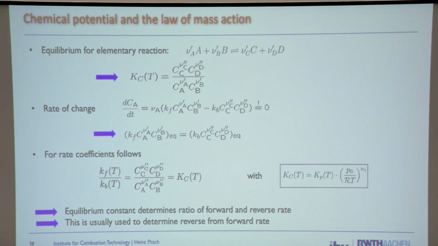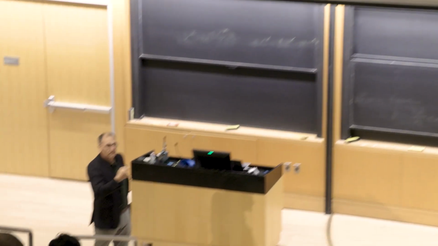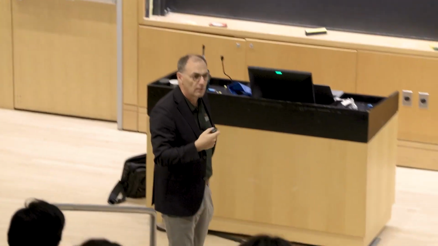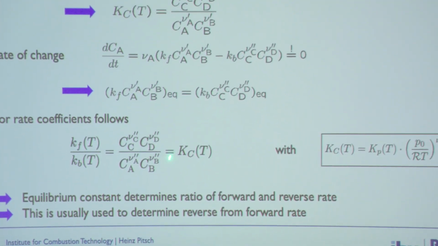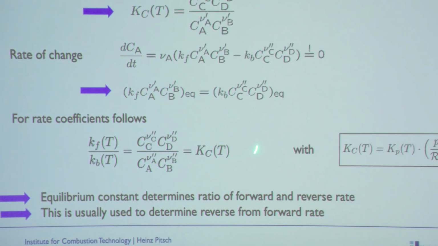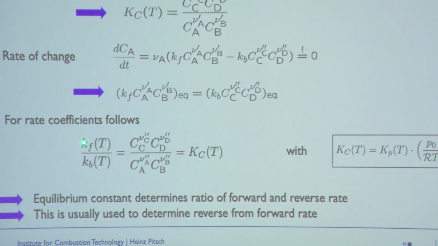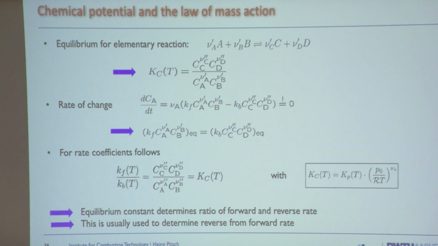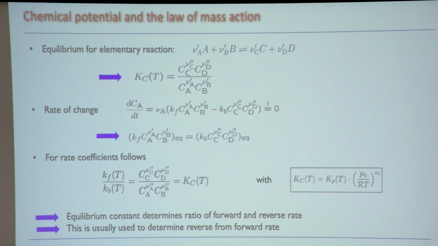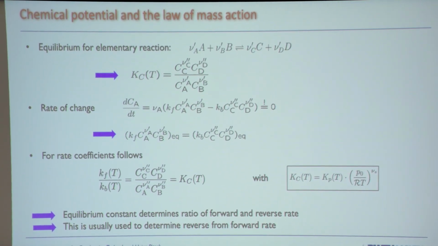Very powerful, because if you tell me the forward rate, then I can tell you the reverse rate. But just from equilibrium, just a function of temperature. So for a given temperature, this we can compute easily from thermochemistry data. You give me a forward rate coefficient, I can tell you the reverse. And in fact, that's exactly how we do it in a code like ChemKin or FlameMaster, which I will show you.